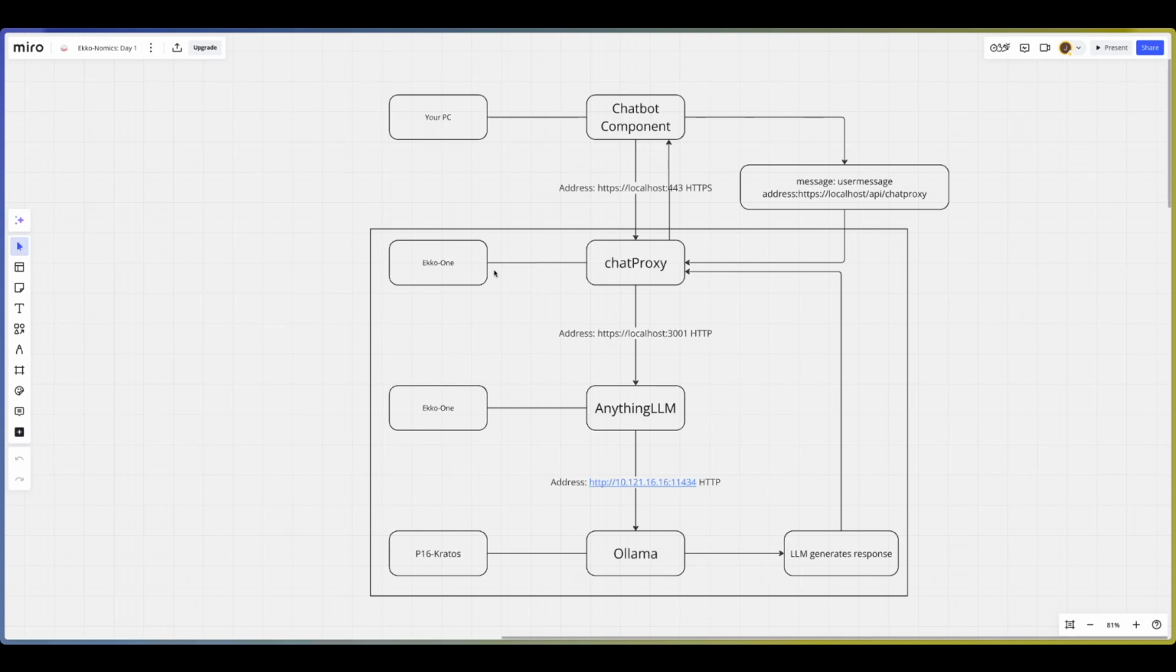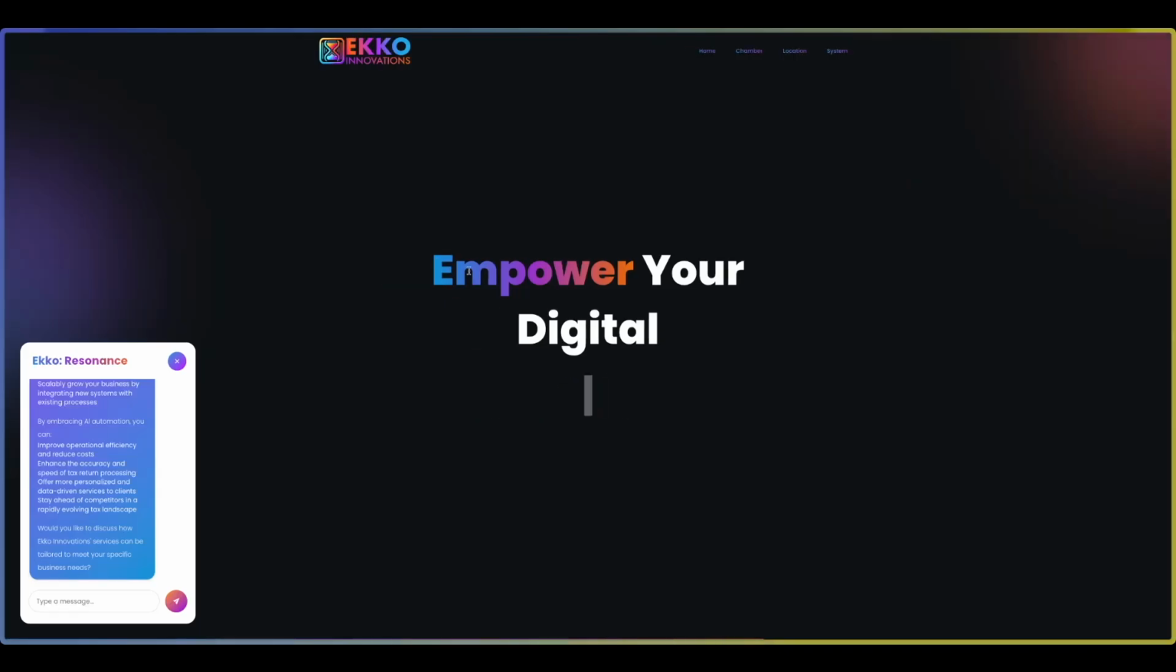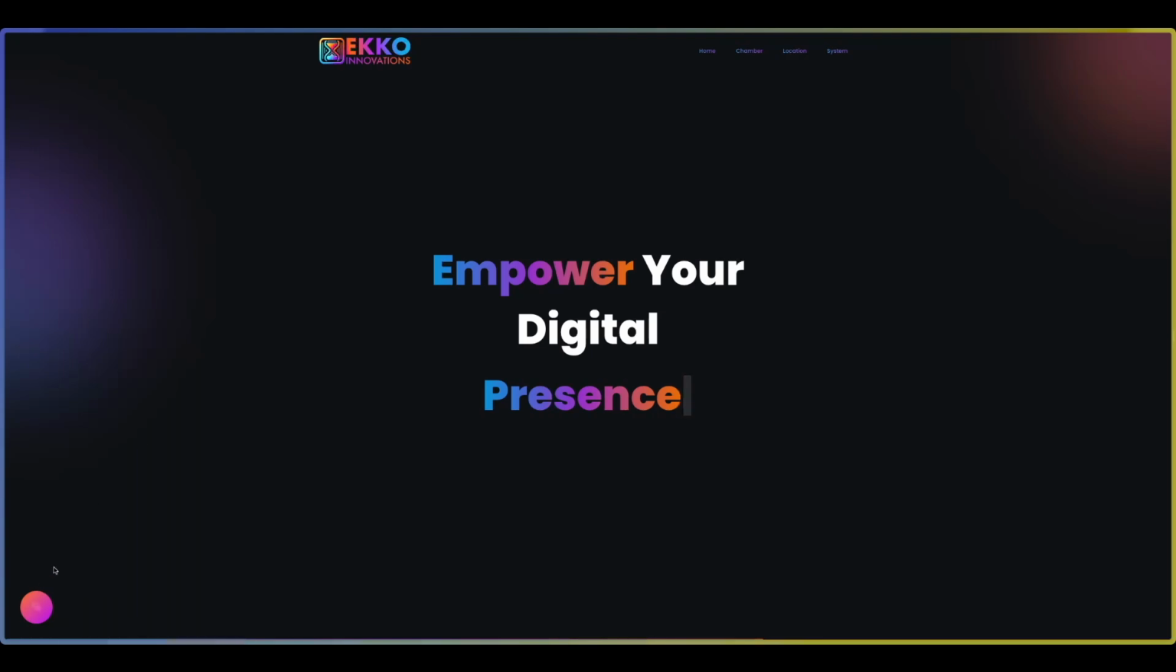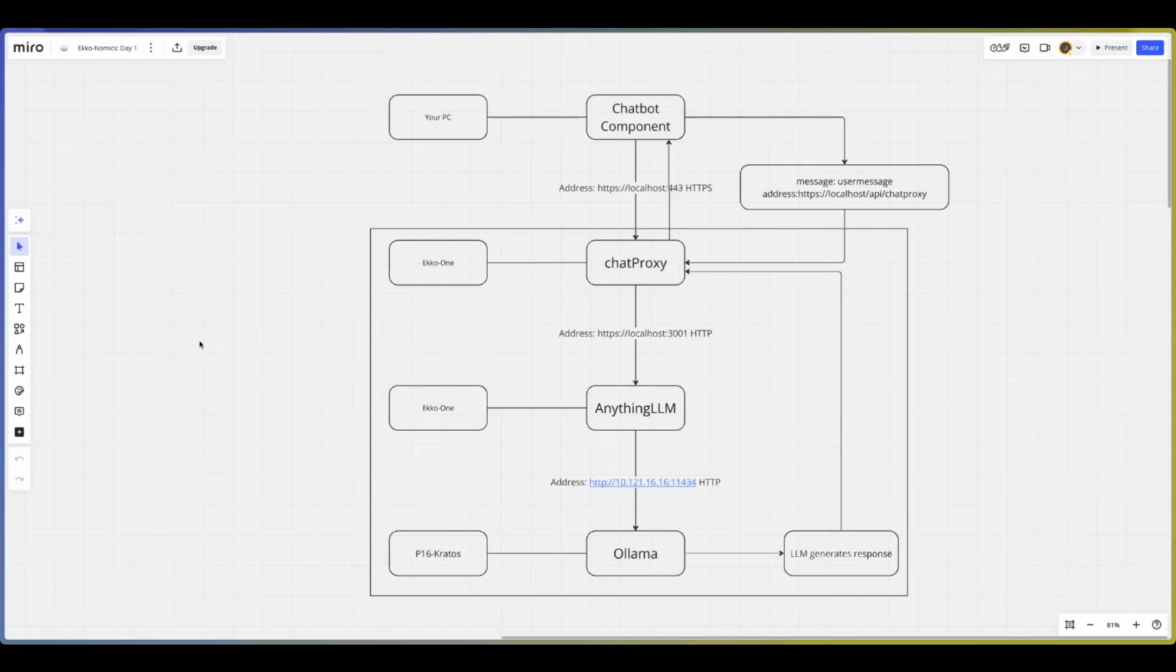So we start off here. As you can see, your PC, if you were to browse to echoinnovations.ai, which you're free to do, you can go try out Echo Resonance for yourself. But if you were to hit the website, obviously you would be coming from your computer. Then from your computer, you would be making an API request to my chatbot component, which is this little thing right here. I'll walk y'all through the code for this here in a minute, but there's not really too much to note for this little section.